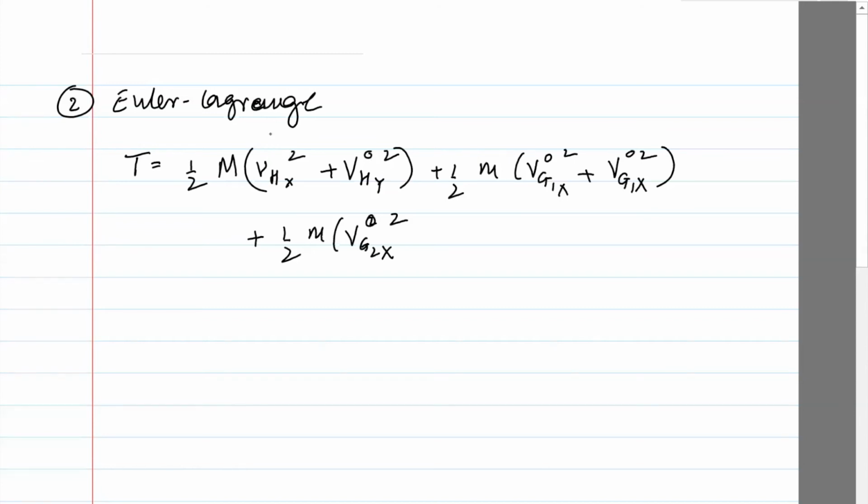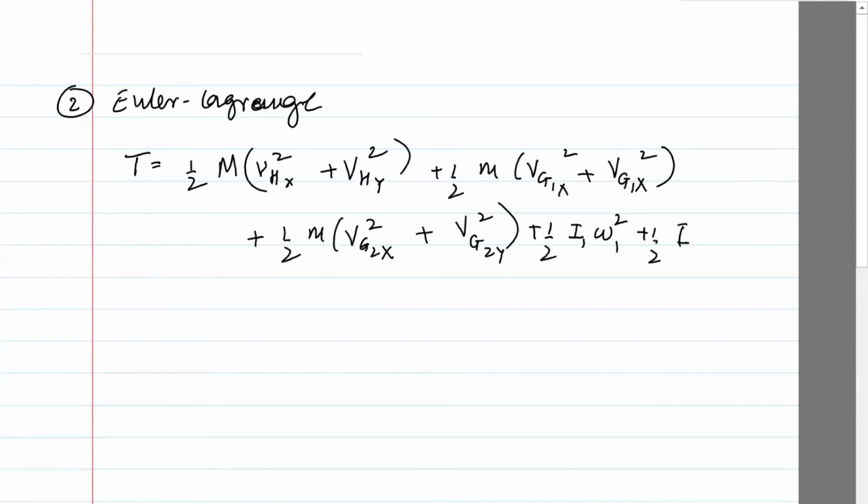Let me just skip that, since it makes things look very complicated. Let me just put the square. But here all the velocities are in the base frame. Then I need to write the rotational energy, which is half I1 omega 1 squared plus half I1 omega 2 squared. In this case, I assume that both legs have the same inertia I.